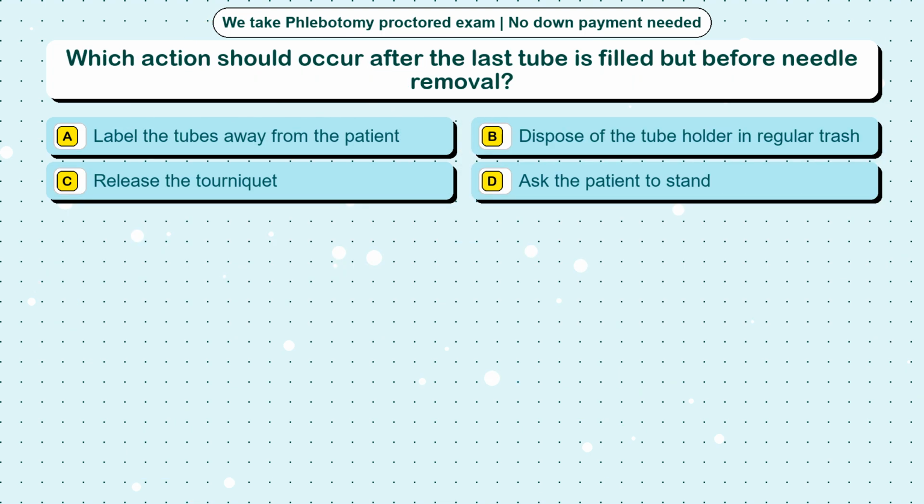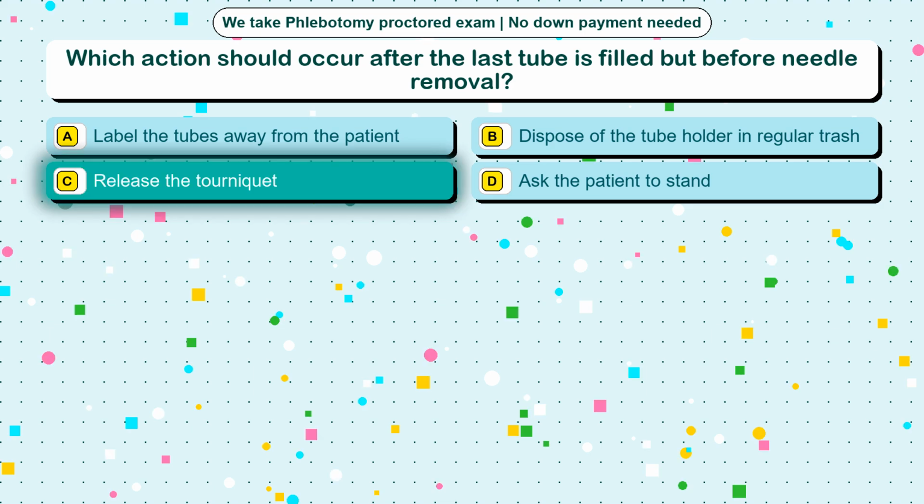Question 58. Which action should occur after the last tube is filled but before needle removal? Option A. Label the tubes away from the patient. Option B. Dispose of the tube holder in regular trash. Option C. Release the tourniquet. Option D. Ask the patient to stand.